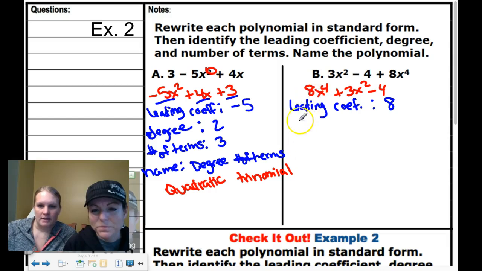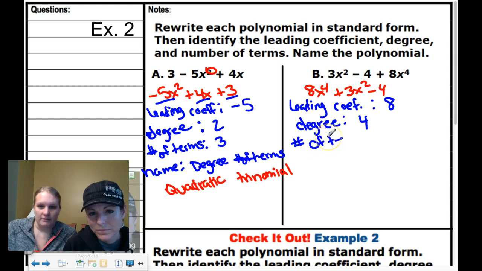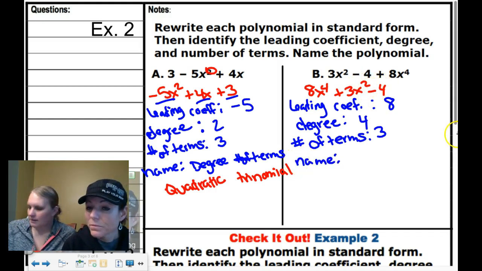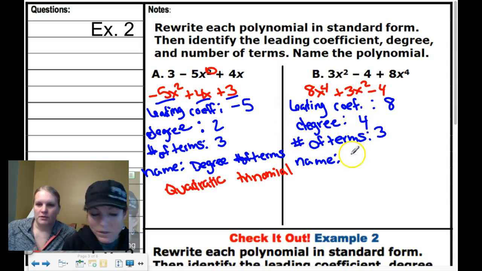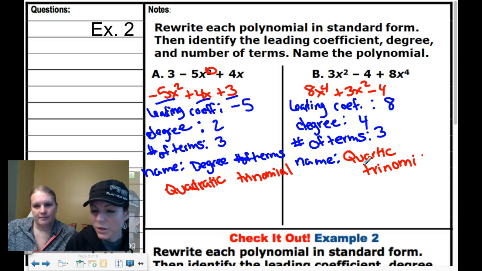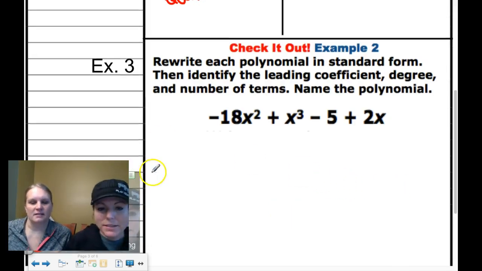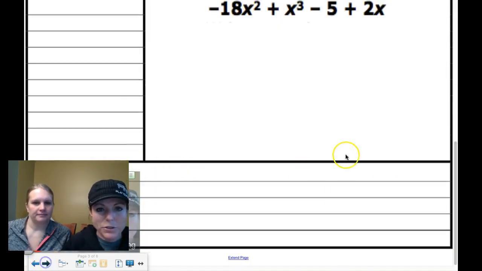Then we need our degree, which this time is 4, right here. Then number of terms. Again, we have just 3, because we have 1, 2, 3. So now to name it, I'm going to name it by our degree, which is 4, so that's quartic. And again, we can always refer back to that table. And 3 terms is a trinomial. Quartic trinomial. Pretty straightforward. This is actually pretty easy. So should we save example 3 for class? Let's save one. Let's go to the next page.